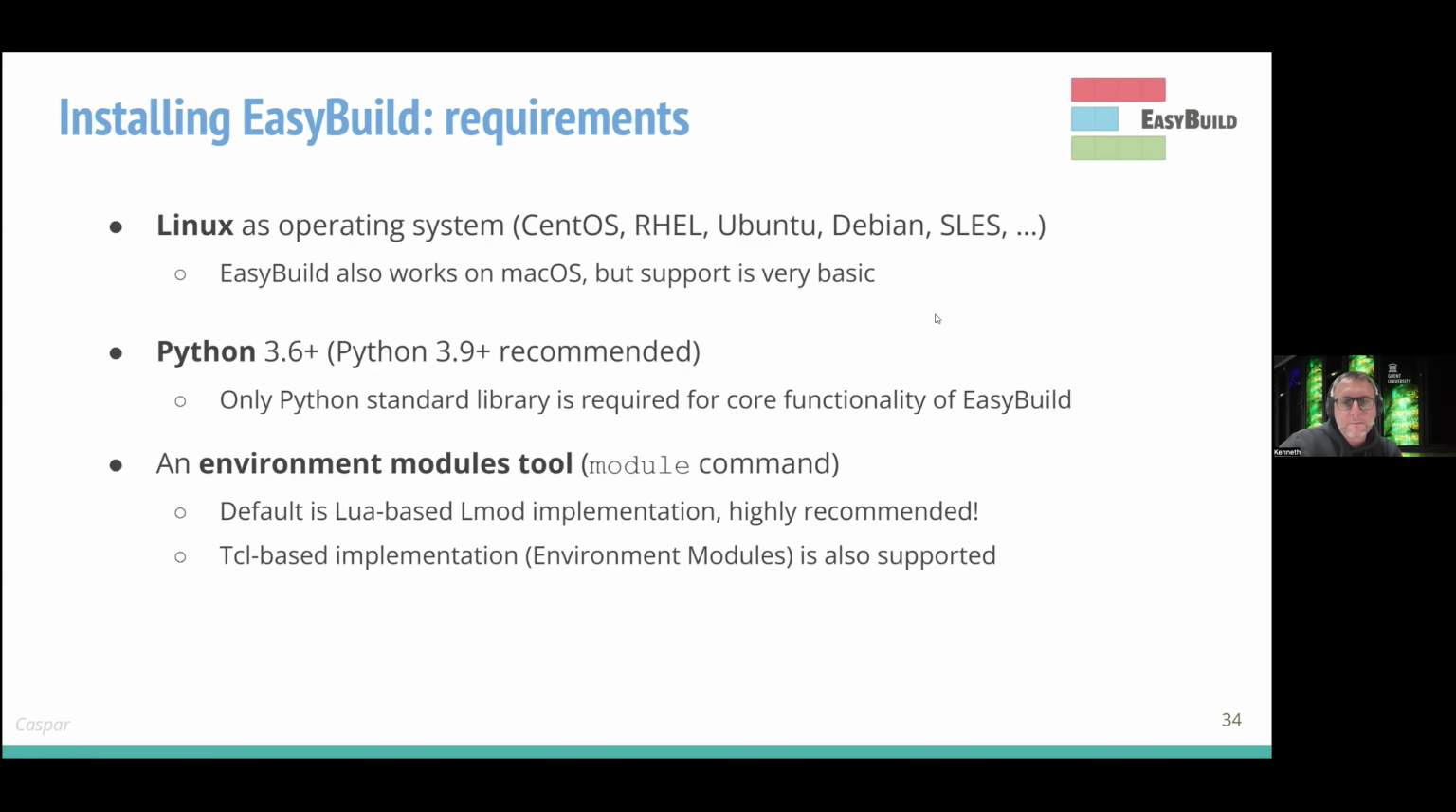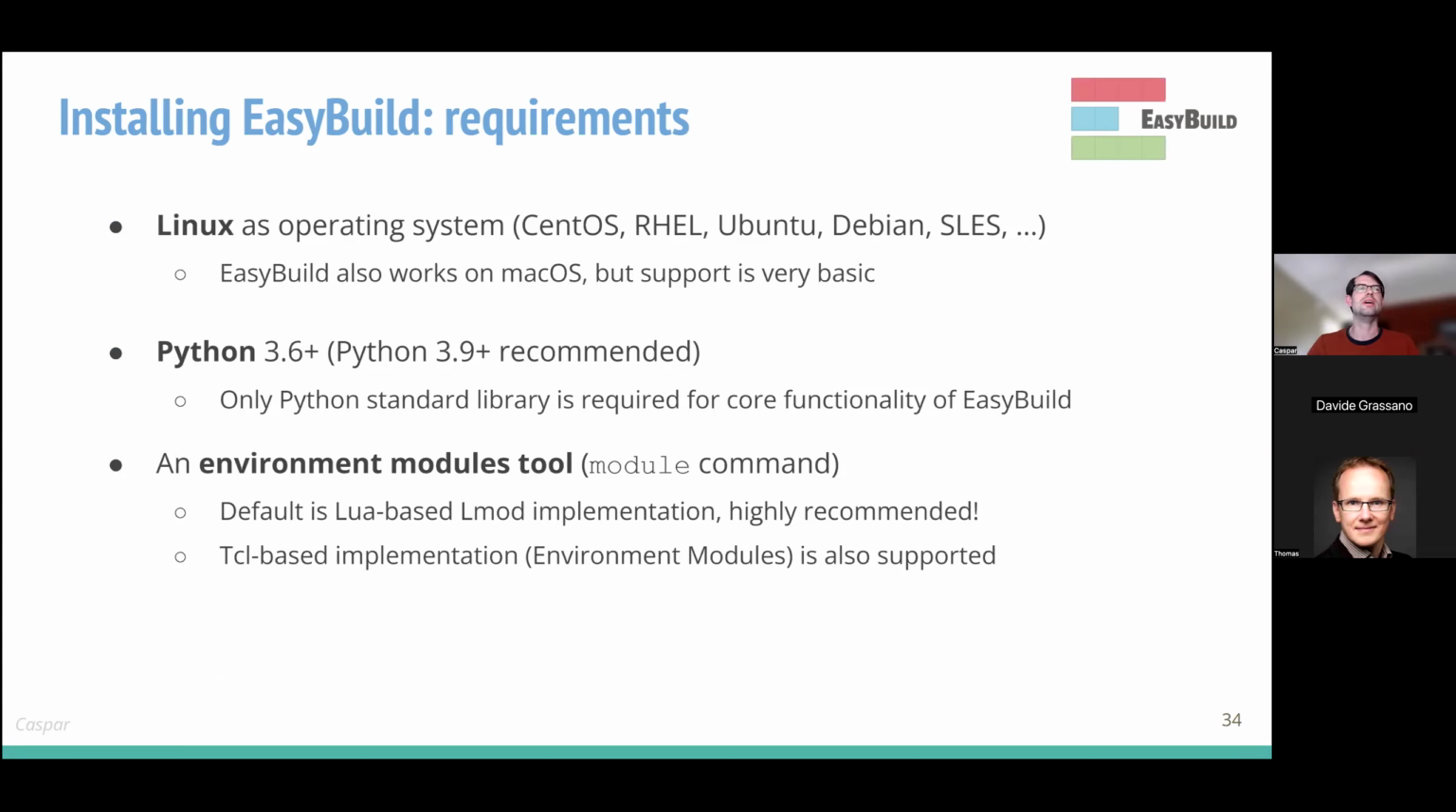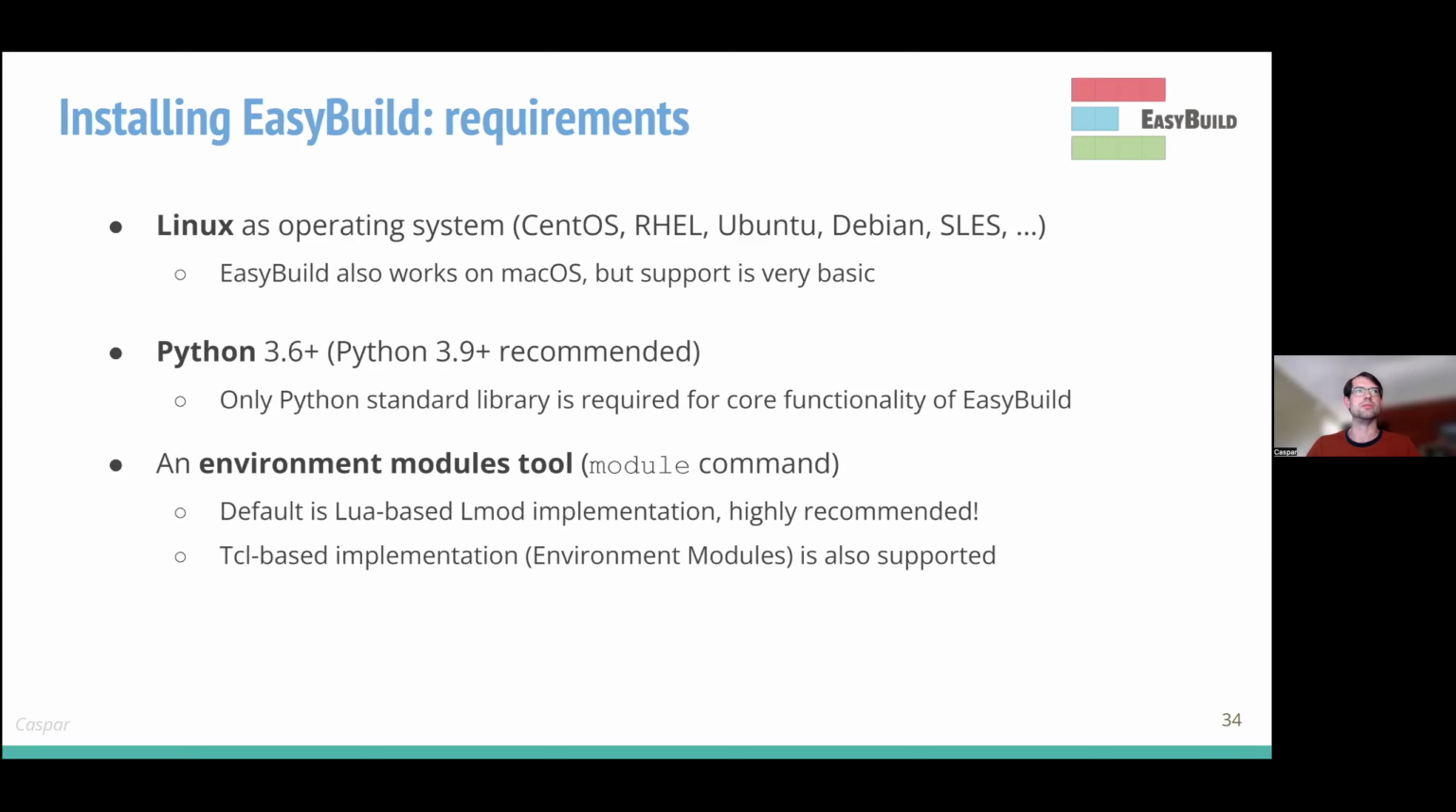All right, so installing EasyBuild. First of all, what do you need to install EasyBuild? Basically, you need a Linux operating system. macOS is supported, but very basic. But most people will probably use it on a Linux system anyway. In terms of Python, Kenneth already mentioned it, Python 3.6 is the minimum requirement, but Python 3.9 is actually recommended. This is because of one of those options that Kenneth mentioned that was added in EasyBuild 5, which is to create reproducible tarballs if you use the git_config keyword parameter. That's only possible if we use a new enough Python. And then you need an environment modules tool, so either Lmod or Tcl of a new enough version.